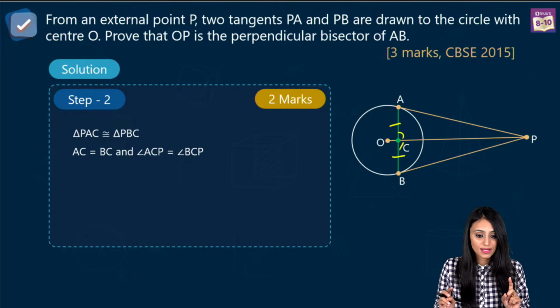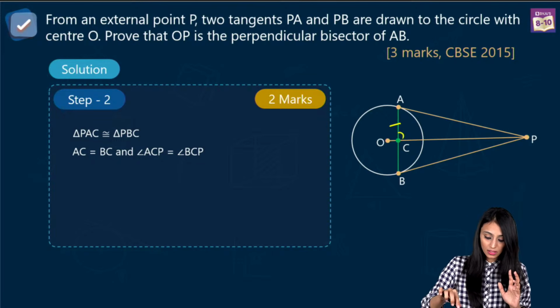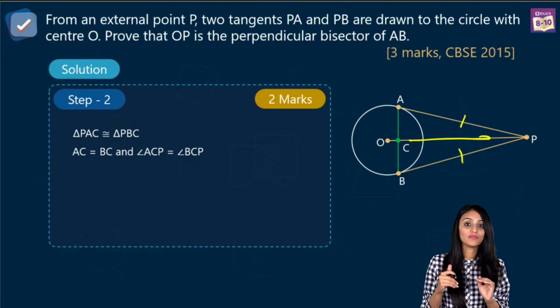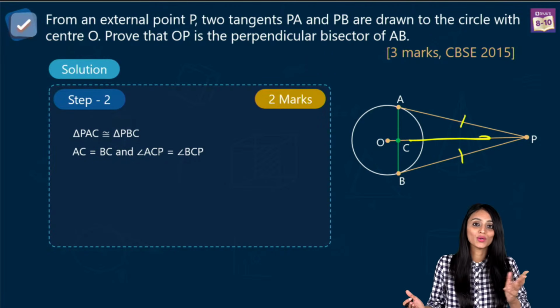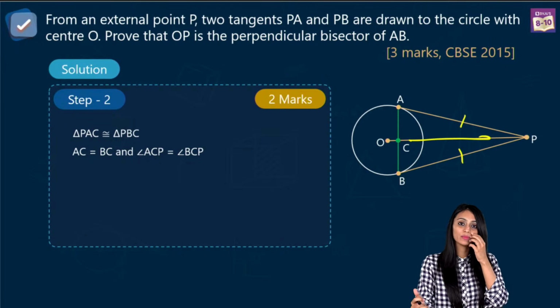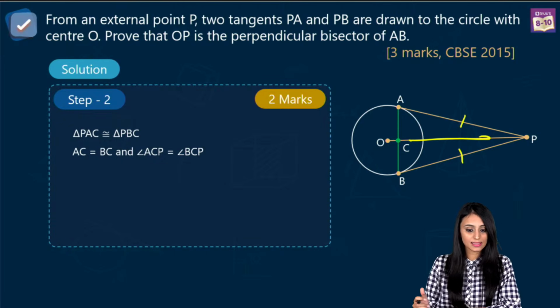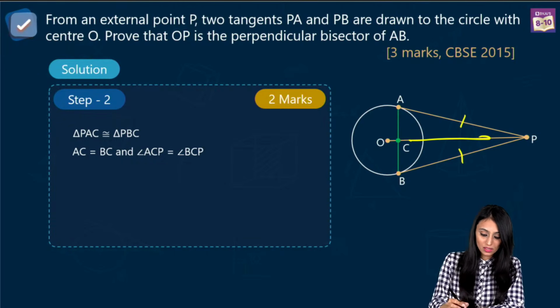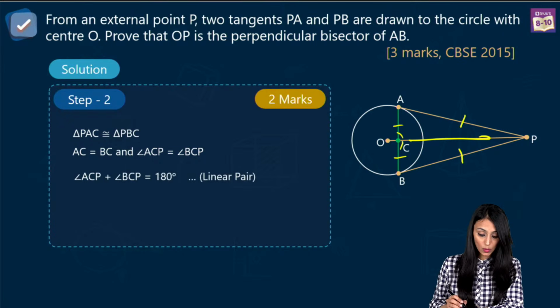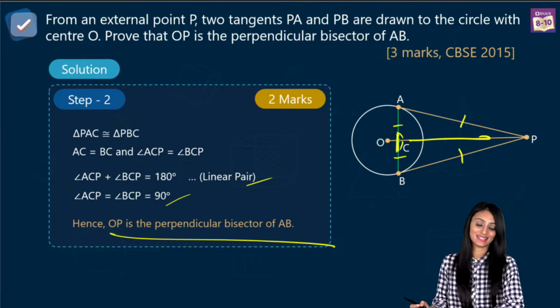SSS, how can you use SSS, Vesali? You can't use that. Reason being, this is common. This is equal, but AC equal to BC, we have to prove that they are equal. You cannot use it, right? I hope it's clear to everyone. Yes, SSS can't be used. Okay, so now we can say that AC and BC are equal and these two angles are also equal, right? So these two angles are equal. Now they're on a straight line, so definitely they're forming a linear pair. Add them up, you will get equals to 90 degrees. So I can say OP is the perpendicular bisector of AB.